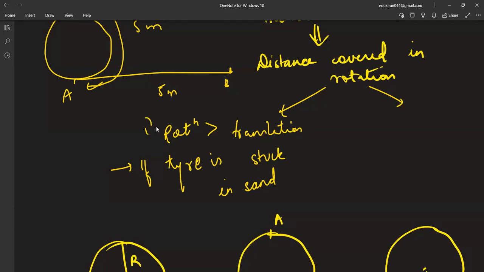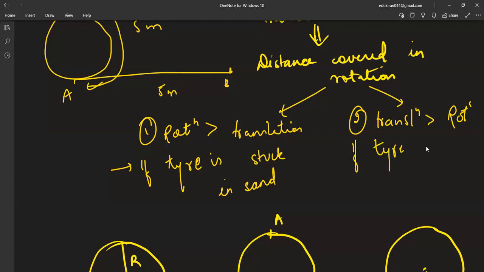Or second case, see, this is the first case. The second case can be when the translation component is greater than the rotation component. On a very slippery road, when friction reduces, or on circular tracks, when the centripetal force is too low to be balanced, then the tire slides, the car skids. When the safety limit is also crossed, then also the car skids. So when the tire slides, during that time, rotation component decreases, translation component increases. In such a case, the translation component will be greater than the rotation component.